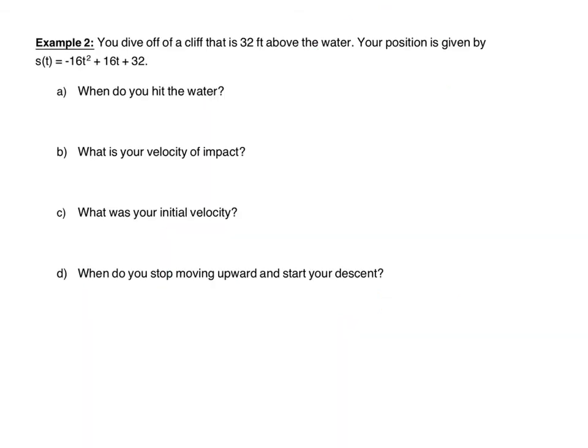So we're going to do one more example. You are diving off of a cliff, and the cliff is 32 feet above the water. So the position equation is right here. I want you to keep in mind that this equation is a negative parabola, which means it's an upside down parabola. It's not necessarily going to be going straight down, and actually the path of the jump is more like this. And then you have the water below here. So just keep that in mind as you're doing these.